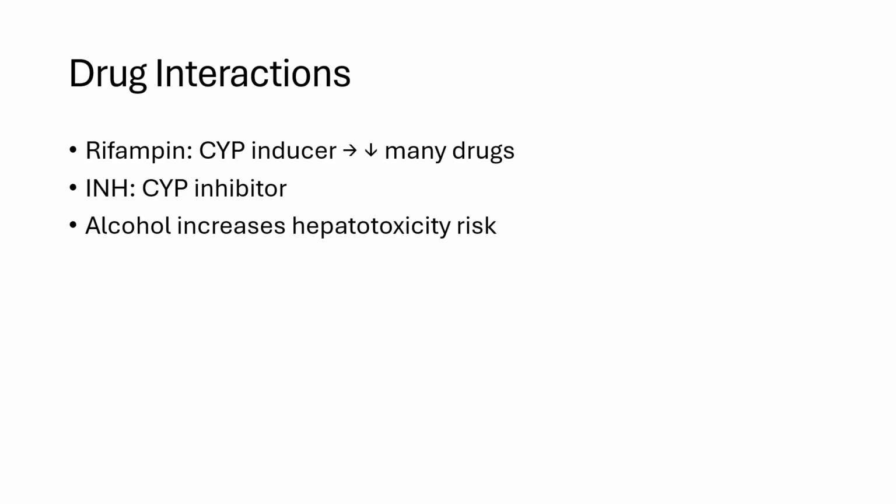Okay, so some of our drug interactions: rifampin is a strong CYP450 inducer. So it induces cytochrome P450 enzymes, increasing the metabolism of many drugs, which decreases the efficacy of those drugs. There's a long list we will not go through. We've mentioned this in many other lectures. Isoniazid is a CYP inhibitor. So it inhibits certain CYP enzymes, which decreases drug metabolism, which increases drug levels and potential toxicity. And then alcohol is an additive for hepatotoxicity. So keeping in mind that INH and rifampin are hepatotoxic, combining with alcohol is of course going to increase our risk of liver injury.